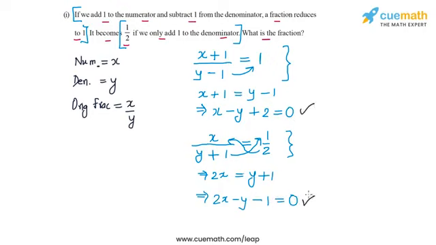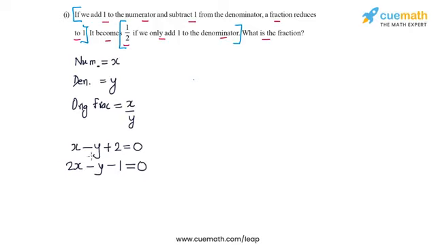So we get two linear equations in x and y. Let's write them here. The first one is x minus y plus 2 equal to 0, and 2x minus y minus 1 equal to 0. Now we have to solve this using elimination. So let's do that now.